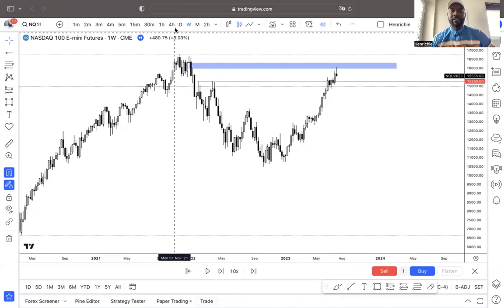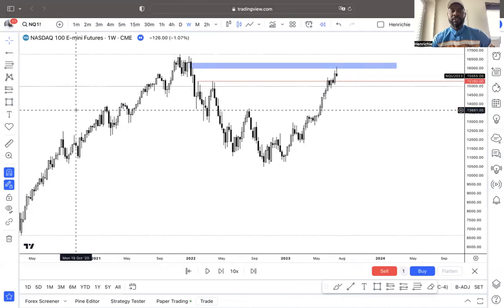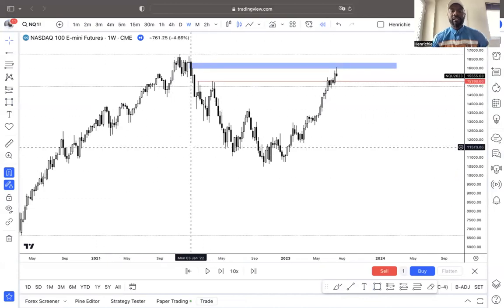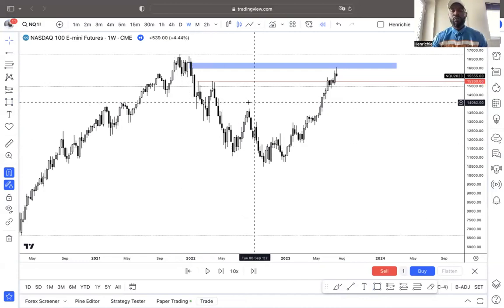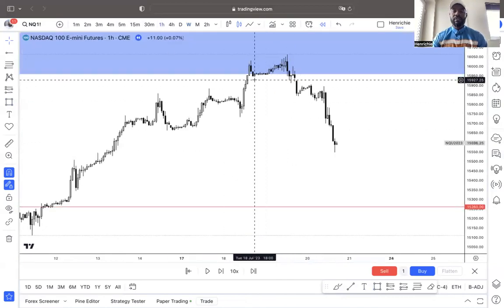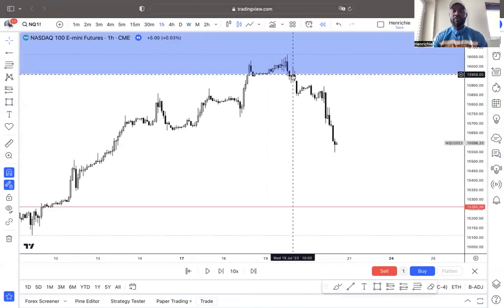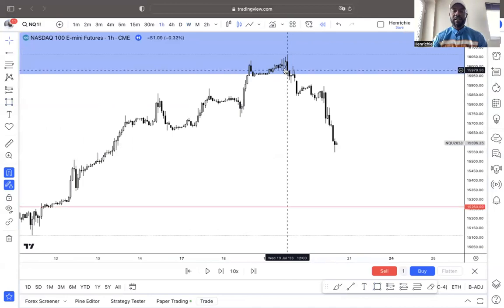What do I want to see? This is a weekly time frame, then I'm going to count daily, 4 hour, 1 hour. So I'll be waiting to see a 1 hour shift in market structure, and then you can see the 1 hour shift in market structure. I wanted to get an entry. My entry would have been from here. I outlined it in one of the previous videos.